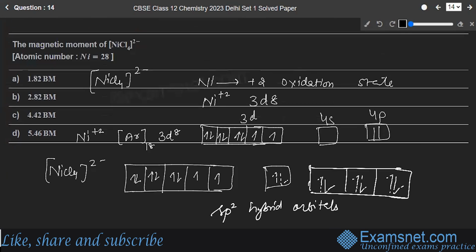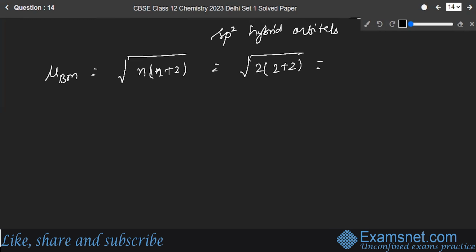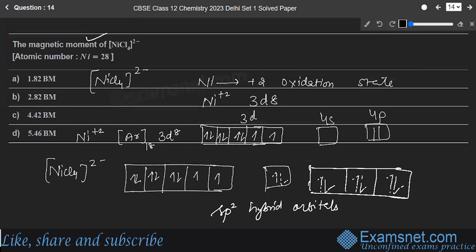So what you had to find out was the magnetic moment of this. This is given by root of n into n plus 2. Here n is equal to 2. So this is equal to root of 2 into 4, that is root 8. Or if I find out the value, this is 2.82 BM. Let's check with the options. You have B as the right answer.